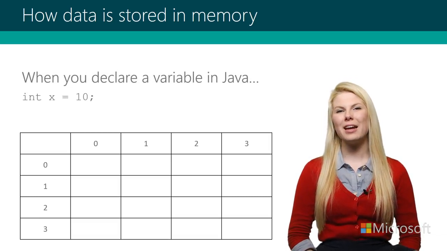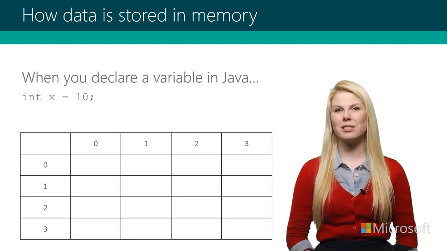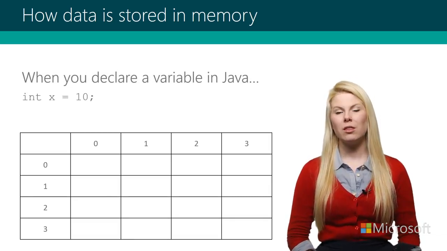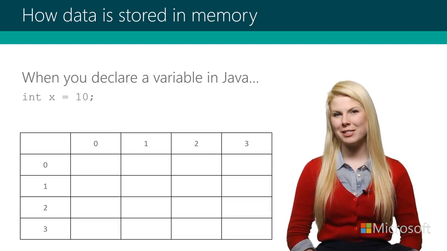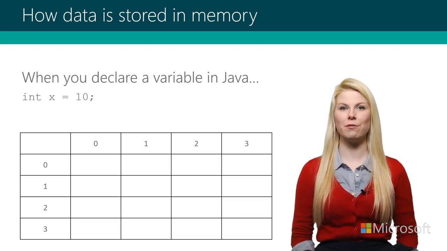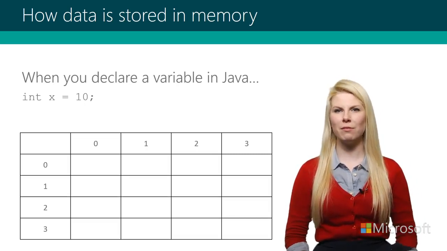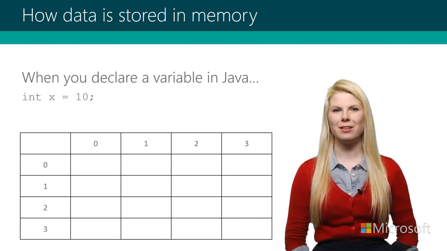When you create a new primitive type of variable, the computer takes a single space in memory and just plops that information right there. The name, the value, all of it. Kind of like this.